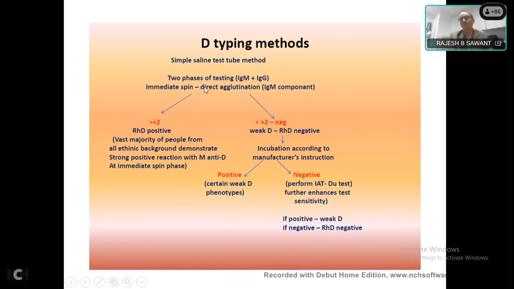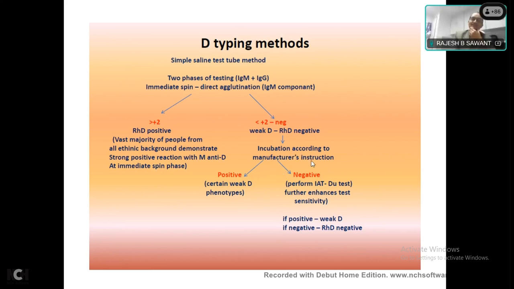So D typing can be a little challenging, and therefore, the most important things I have just highlighted over here. First is that you have to use two different anti-D types or lots, basically. One of your anti-D reagents should be monoclonal and the other has to be a blend. So you use one IgG plus M type and one only IgM type of anti-D and look for agglutination. If your agglutination is greater than 2 plus grade, then it is definitely a Rh positive case. If it is less than 2 plus grade, then it may be a D variant, either weak D or partial D, etc.